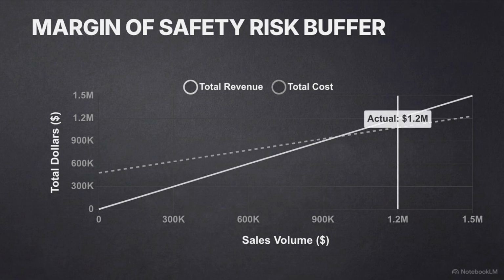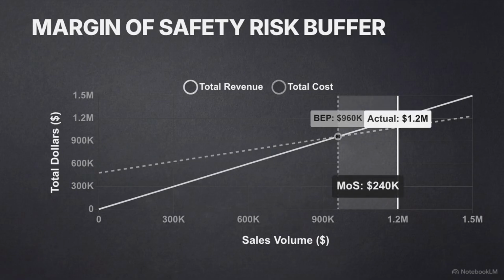Let's apply specific case data. We will plot a company's actual sales at $1.2 million. The corresponding break-even point for this specific operation is $960,000. Calculating the difference reveals a margin of safety of $240,000. We convert this to a margin of safety ratio by dividing that margin by the actual sales, yielding 20.